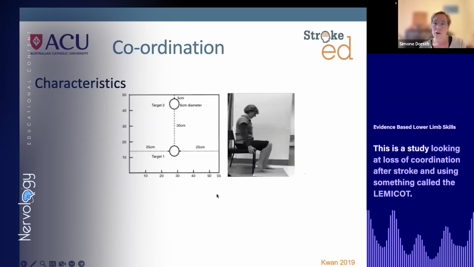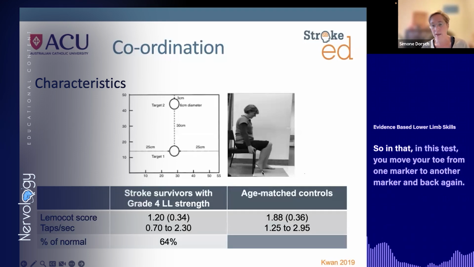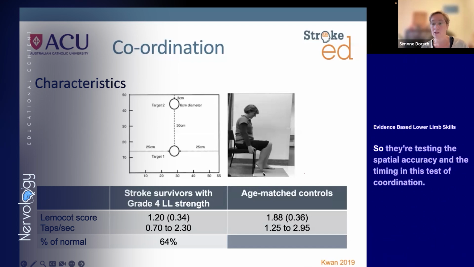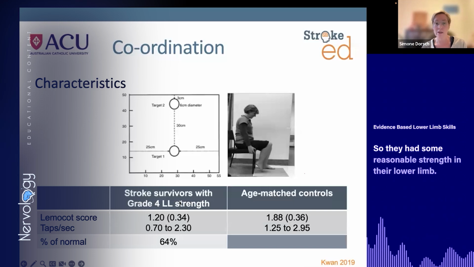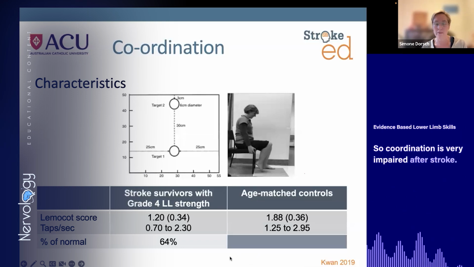This is a study looking at loss of coordination after stroke and using something called the Lemicot. So in this test, you move your toe from one marker to another marker and back again. So you move between two markers as fast as you can. So they're testing the spatial accuracy and the timing in this test of coordination. And this was done in this study on people that had grade 4 strength. So they had some reasonable strength in their lower limb, so they could definitely move their leg, but their coordination is only 64% of normal in these stroke survivors compared to age-matched controls. So coordination is very impaired after stroke.